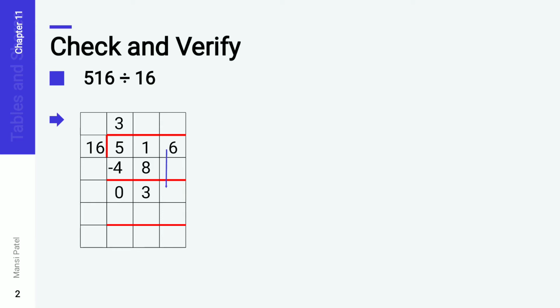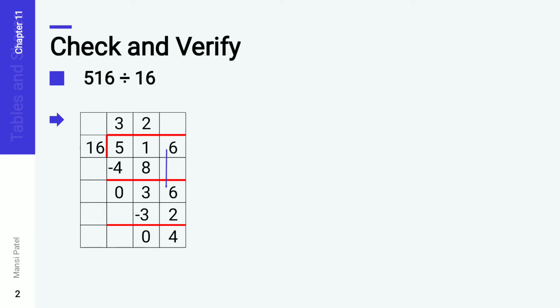Now 6 comes down, so it becomes 36. Now in the table of 16, are you getting the number 36? No. Less than 36? Yes. Where is it? 16 twos are 32. 6 minus 2 is 4. And 3 minus 3 is 0. Now till this division we already studied.